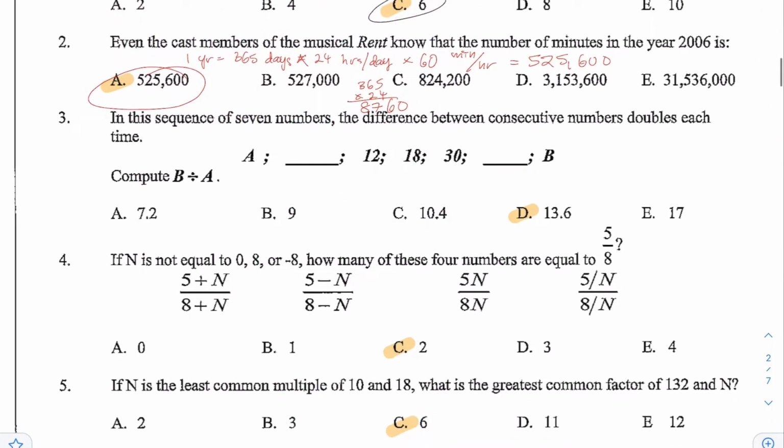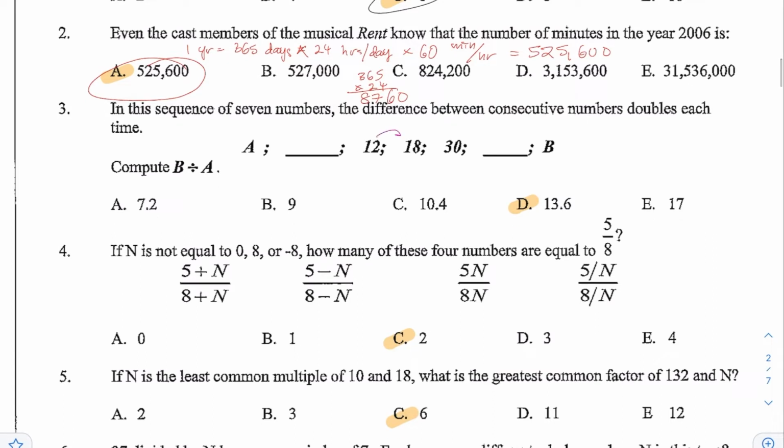Next, for number 3, in the sequence of 7 numbers, the difference between consecutive numbers doubles each time. So each time you keep doubling if you look at the difference between the consecutive numbers. So for example here, from 12 to 18, it's 6. 18 to 30, it's 12. So then between 30 and this number will be 24. So 30 plus 24 would be 54.